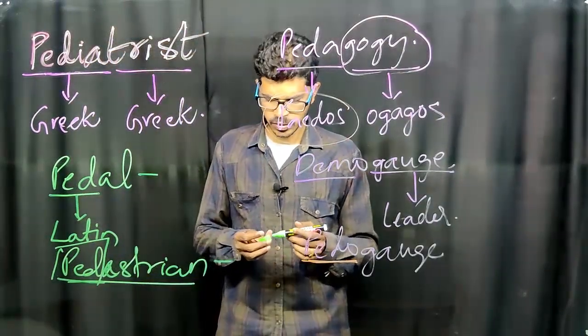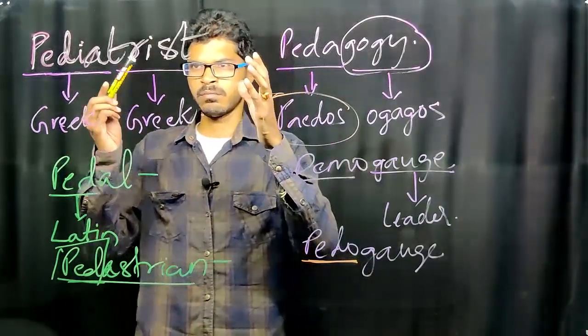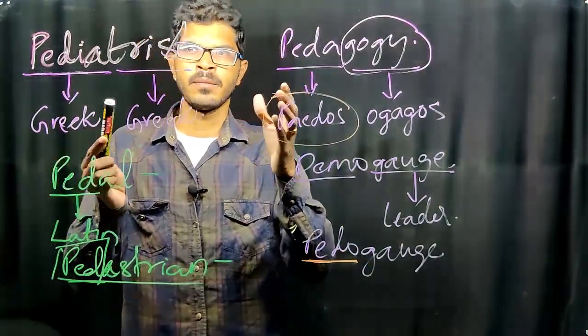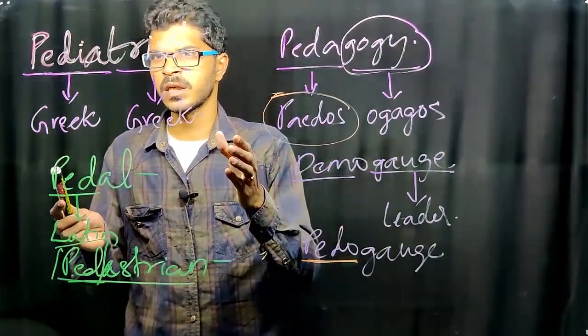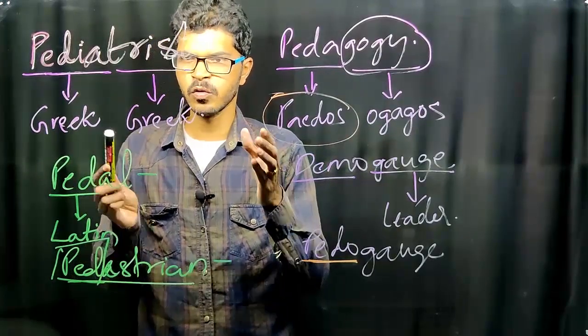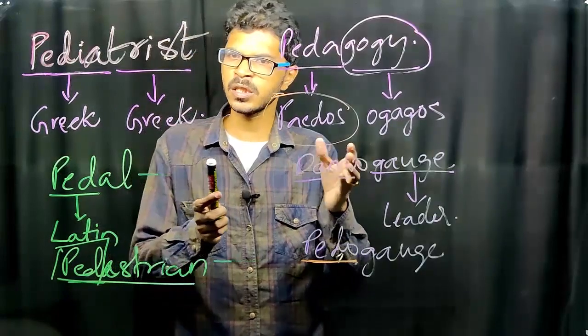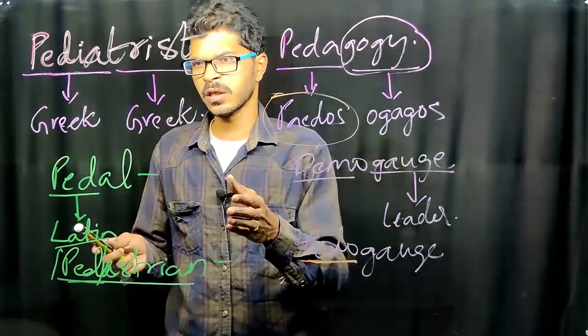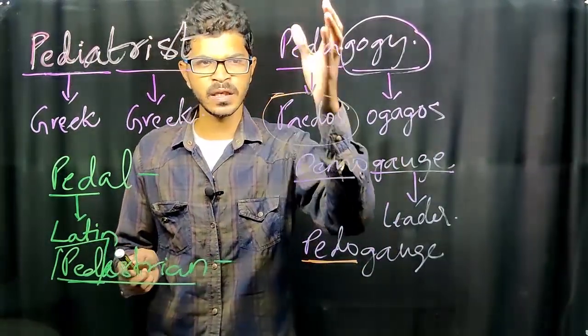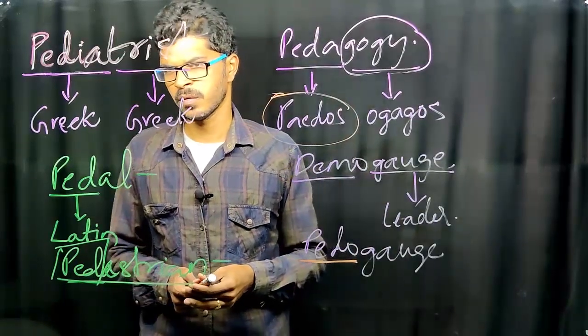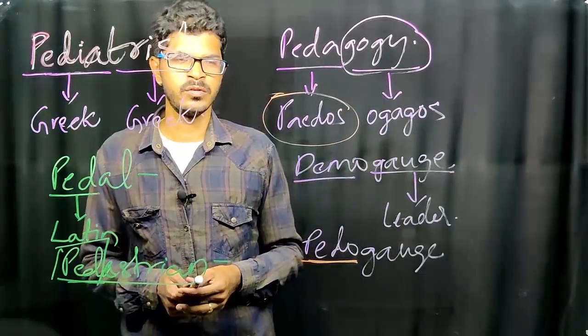So this is about the Greek root: pedagogy, pedestrian, pediatrist. So who is a pediatrist? He is a doctor who is proficient in treating children. And from this we get a number of other words. This is how we do it.